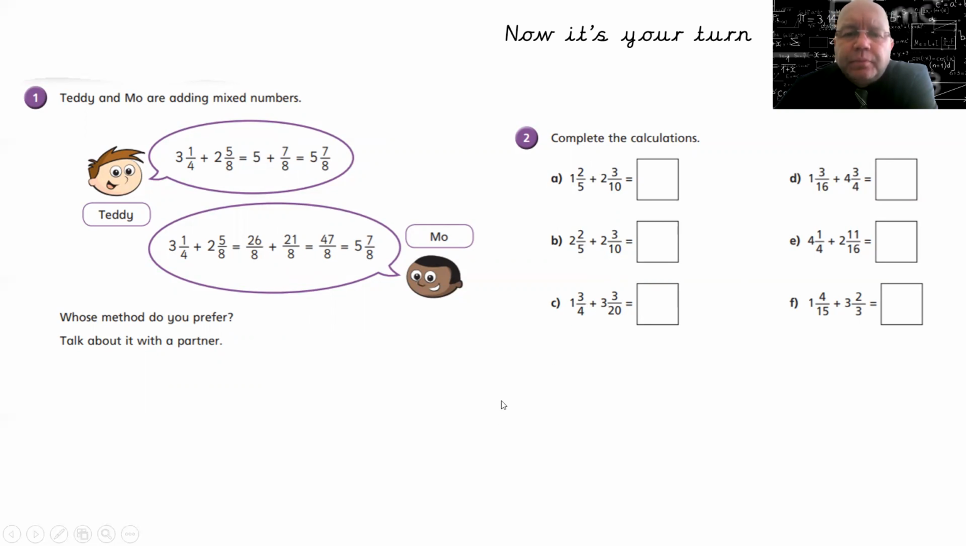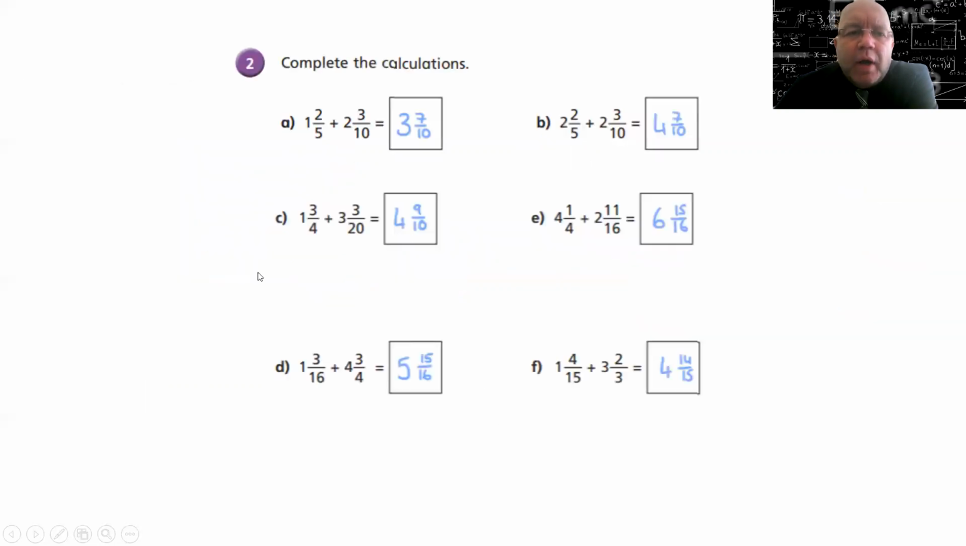Right. Nothing written down for number 1 because that was your opinion. It's your choice. So here are the answers for question 2. A, 3 and 7/10. B, 4 and 7/10. C, 4 and 9/10. E, 6 and 15/16.